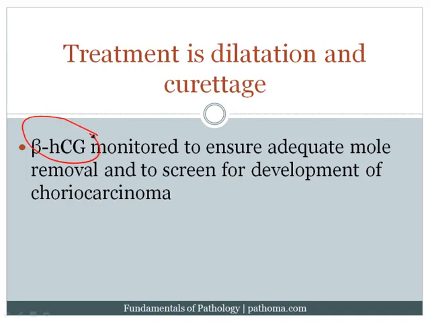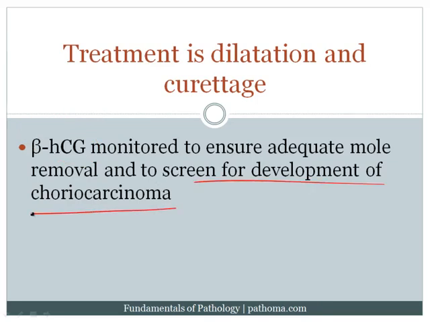And the beta-HCG is helpful because it helps to tell you that you removed the mole. So once you do the D&C and you pull away the molar tissue, you've now gotten rid of the mole, and therefore the beta-HCG should also go down. So that's the way by which you ensure that there's adequate removal of the molar tissue. The other use for the beta-HCG is to screen for the development of choriocarcinoma.